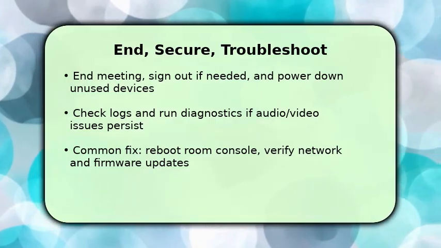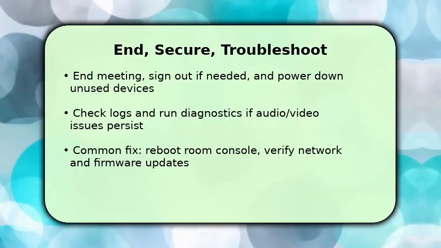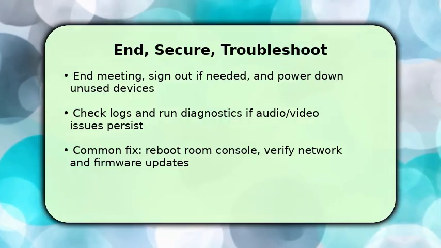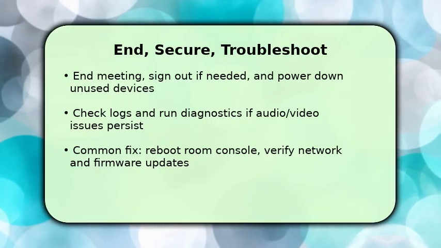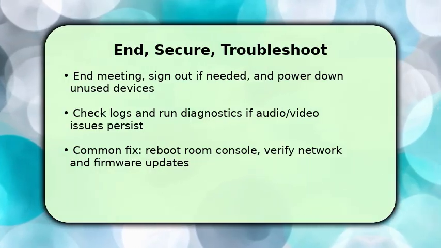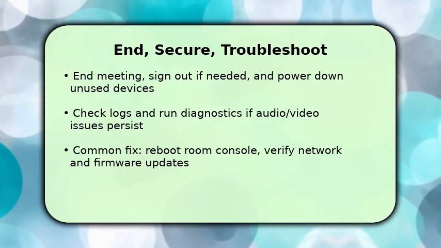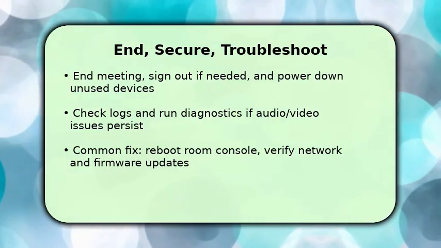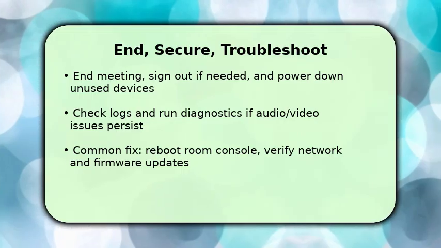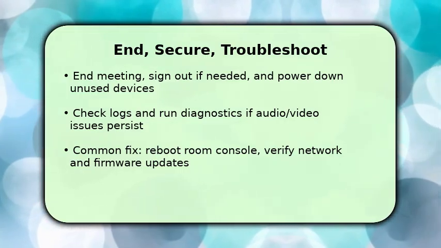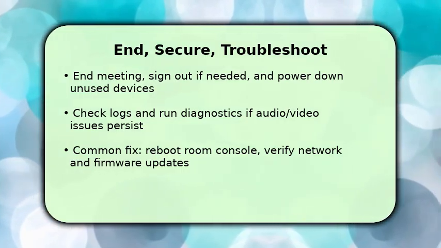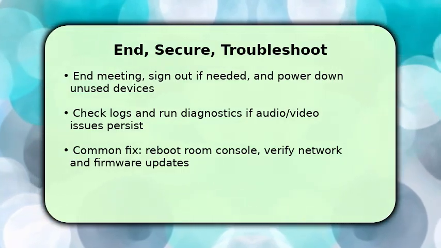If something goes wrong, run the built-in diagnostics and check logs to identify whether the issue is network, device, or firmware related. Make sure to verify latest firmware and that the room has full network access. If audio or video fails, reboot the room console and endpoints. This simple restart resolves most transient problems and restores normal operation quickly.